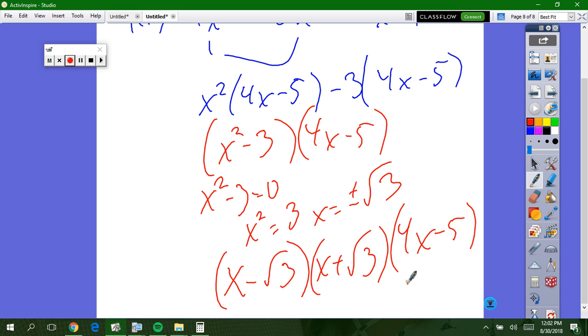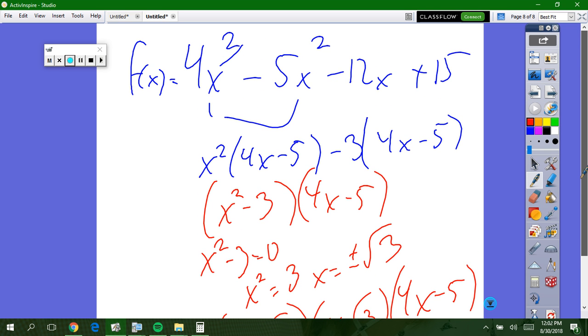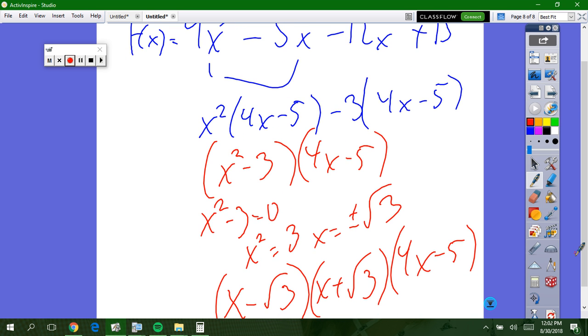What's the multiplicity on this guy? 1. What's the multiplicity on this guy? 1. What's the multiplicity on this guy? 1. So at every single one of those guys, it's going to cross. We already knew what our leading coefficient was because we already had it in polynomial form, didn't we? That's nice when it's already in polynomial form. We can already see our degree and end behavior, right? Did we end up with the number of zeros we were required to have with an x cubed?